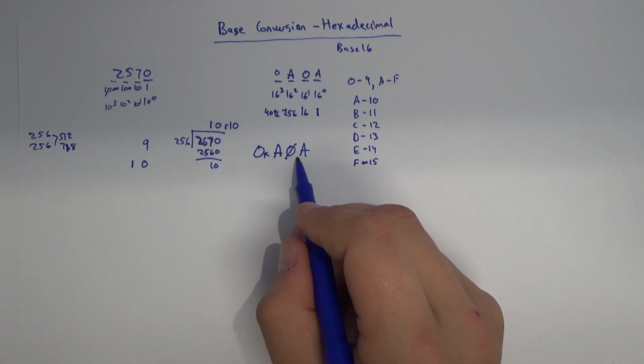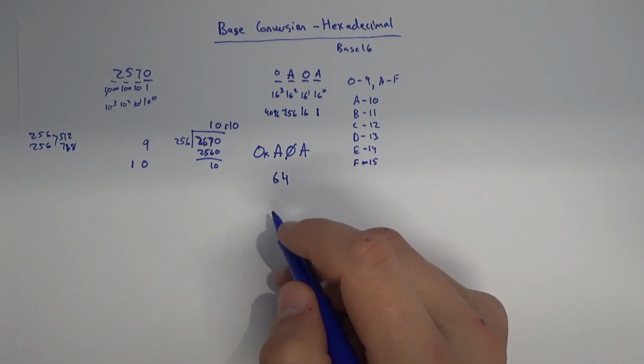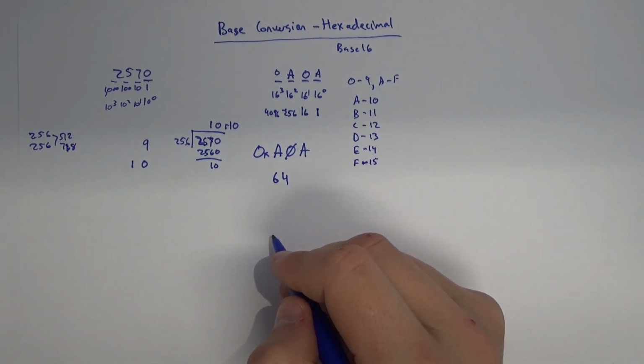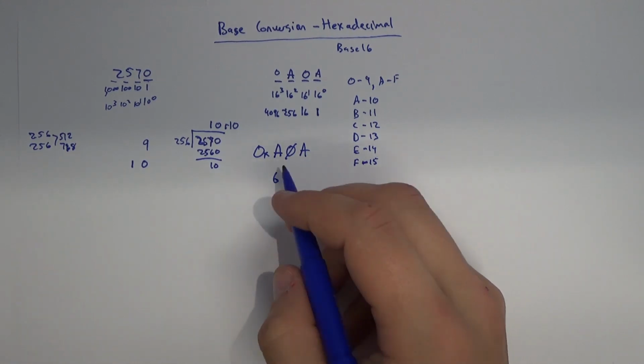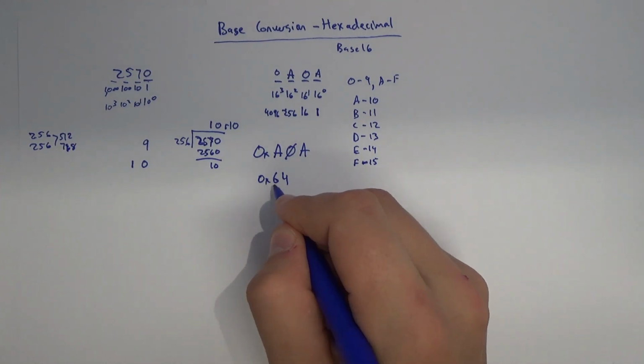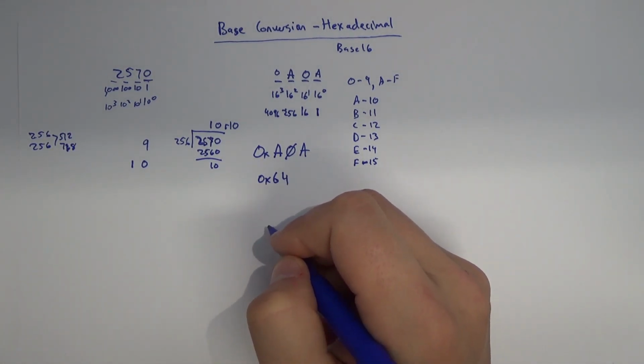Now it's fairly obvious to see when there are letters involved, but let's say that I have the hexadecimal number 64. Well, what does that actually represent in decimal? Or is that decimal? Or is it base 8? We don't really know. So we'll often put in a 0x to indicate that this is hexadecimal. Let's figure out what this is in decimal.